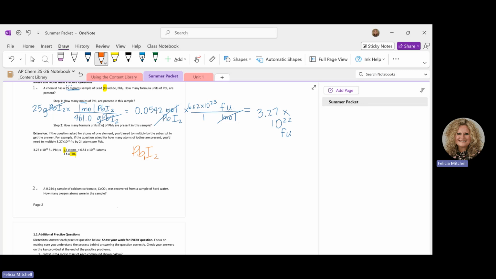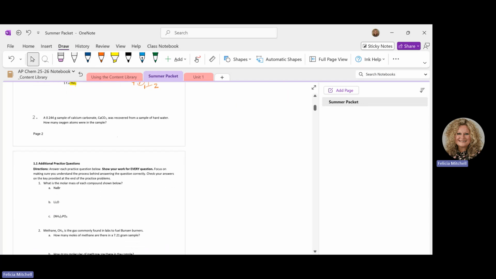But just remember that not only are these subscripts telling you the number of atoms in the formula, they're also telling you the number of moles that would be in 1 mole of compound. Okay. All right, look at number 2. This is a 0.244 gram sample of calcium carbonate recovered from a sample of hard water. How many oxygen atoms are in the sample?